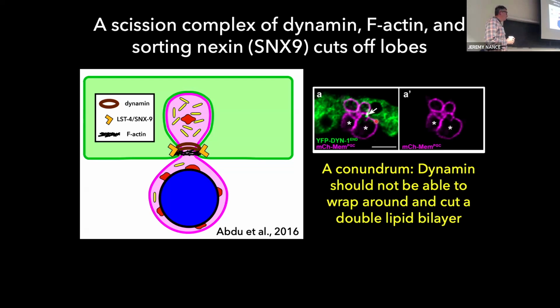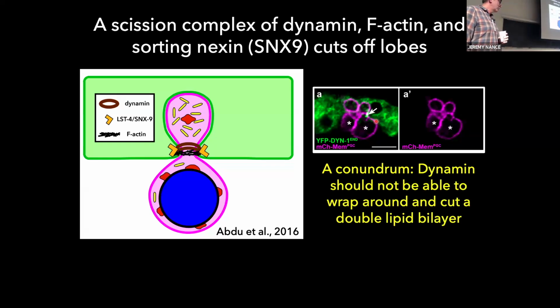But a big conundrum with this project, telling us that we were missing something, was that structural biologists will tell you that dynamin should not be able to wrap around 4 membrane layers. So this is not like vesicle endocytosis where you have 2 membrane bilayers, we have 4. So what are we missing in this case?